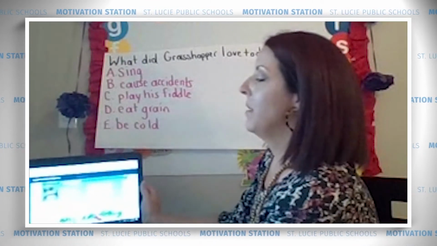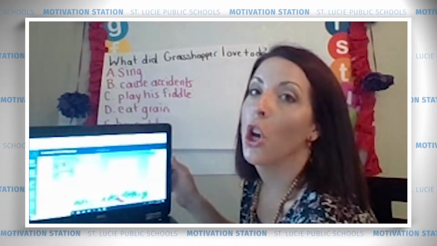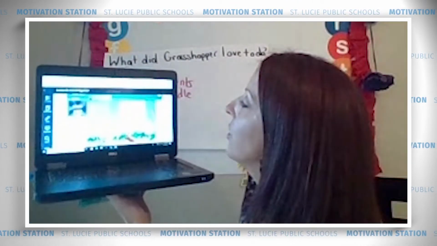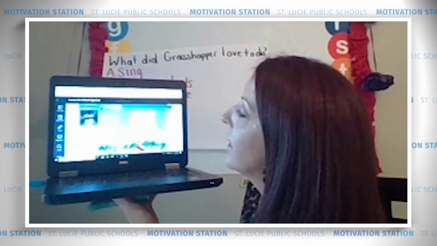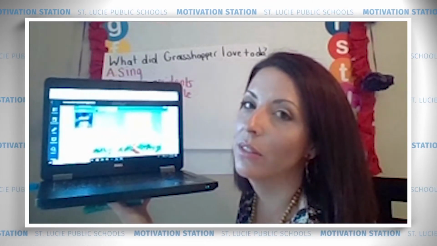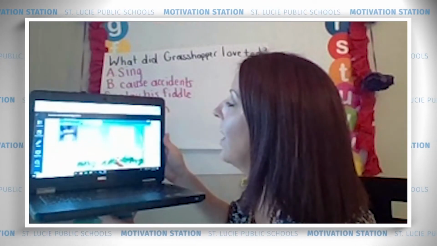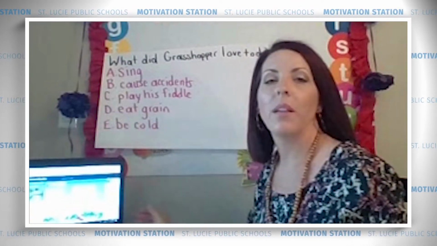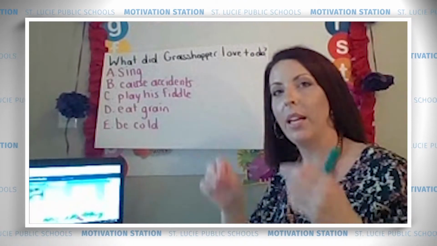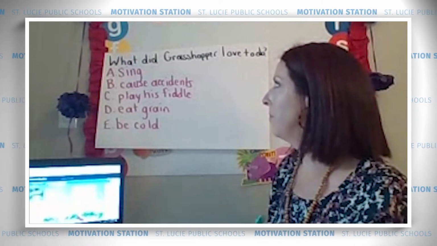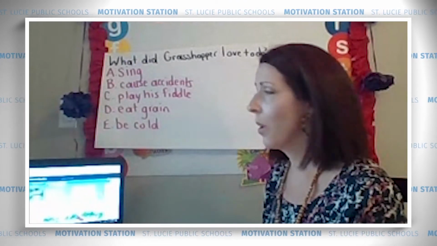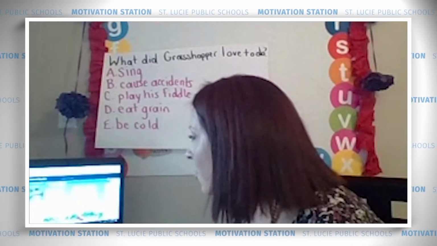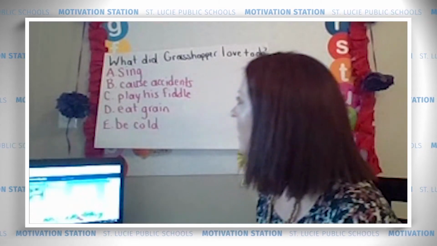So let's go back to the beginning where it introduces Grasshopper, because this is our character that we're going to be looking at. All right, so Grasshopper loved to sing and play his fiddle. A fiddle, boys and girls? It's a little challenging to see the illustration, but the fiddle is a type of violin that you play and it makes music. It's a musical instrument. So what did Grasshopper love to do? Well, it says Grasshopper loved to sing and play his fiddle.